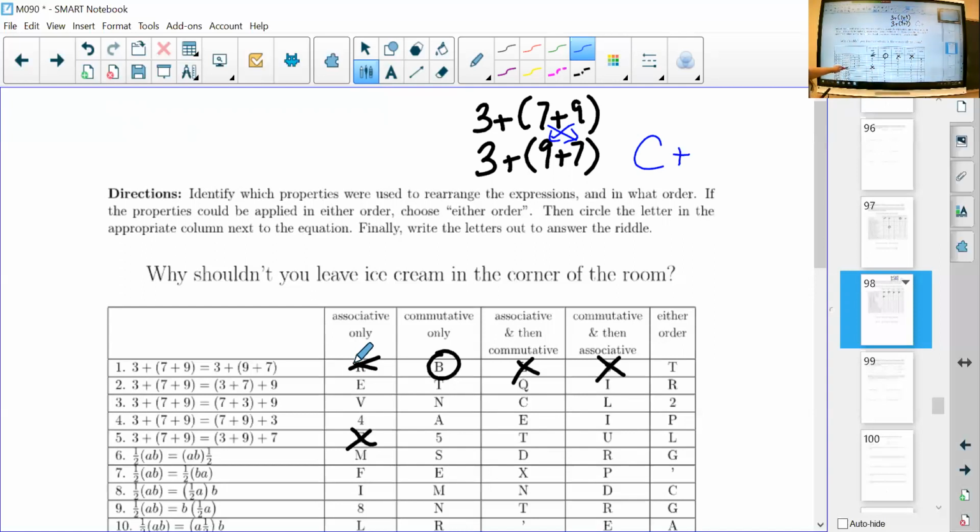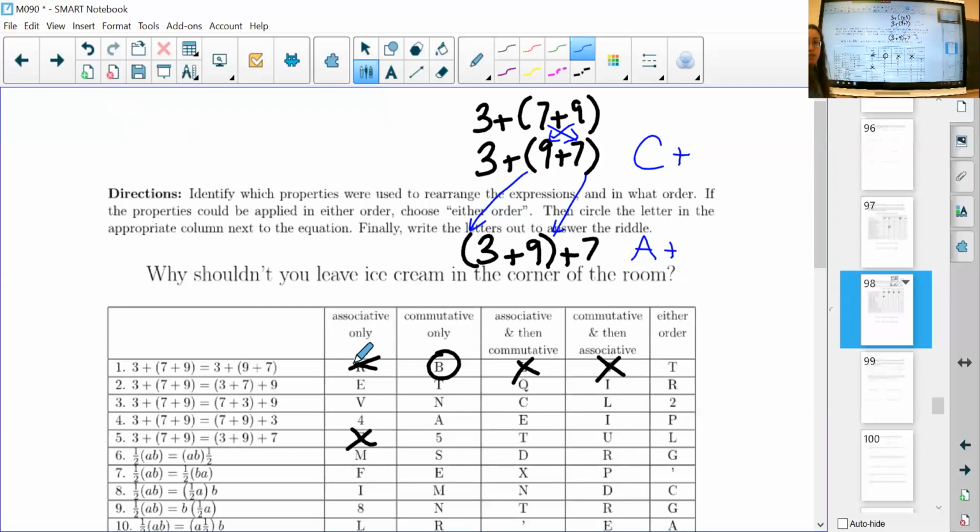Okay, but that's not quite what I wanted. I wanted 3 plus 9 in parentheses. Easy enough. 3 plus 9 in parentheses plus 7. I moved my parentheses. If I'm moving parentheses, that's associative, and it's still of addition. So I can definitely go from the left side to the right side by doing the commutative and then the associative. The question is, could I do it in either order?